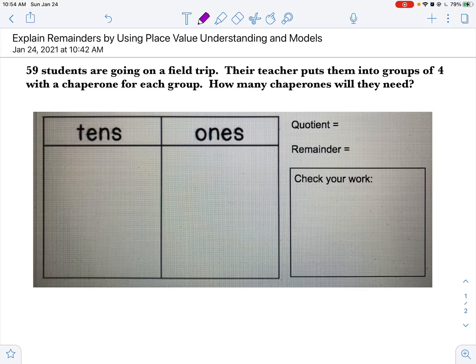Hello everybody. Today we're going to continue to work on our division and we're going to focus specifically on making sure we understand different types of remainders that we may come up with in our problems when we're solving.